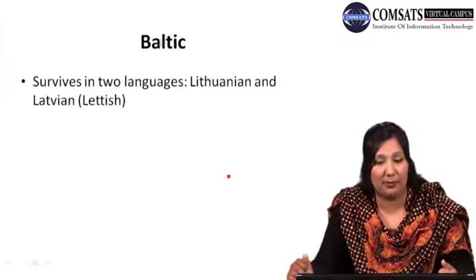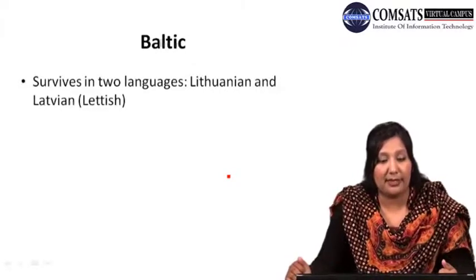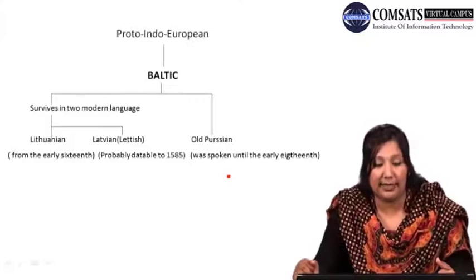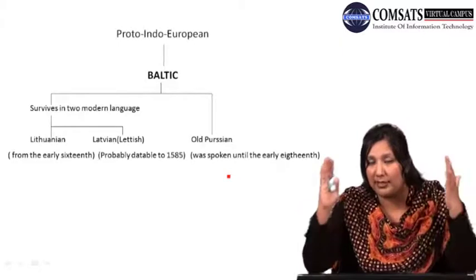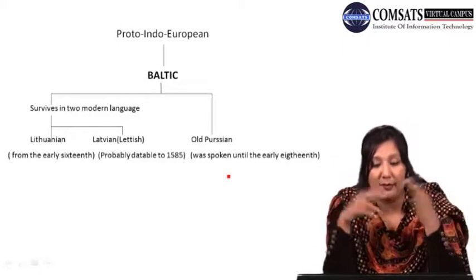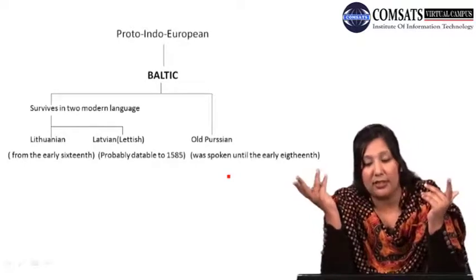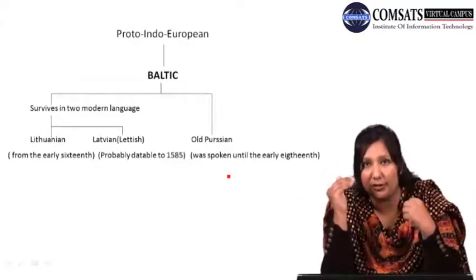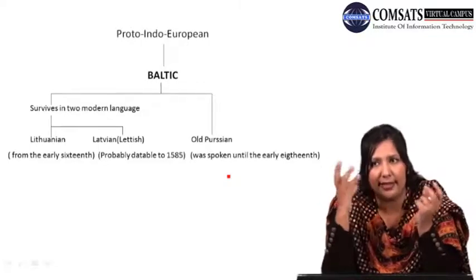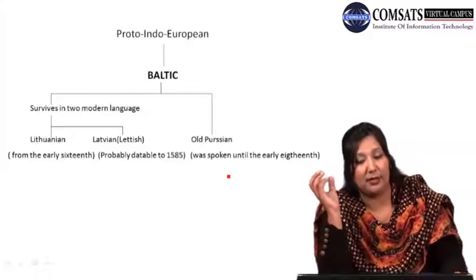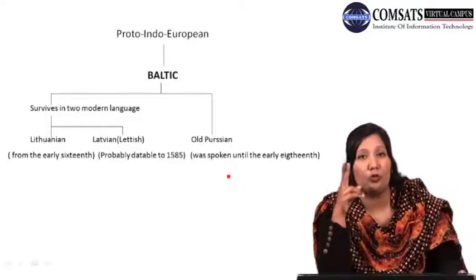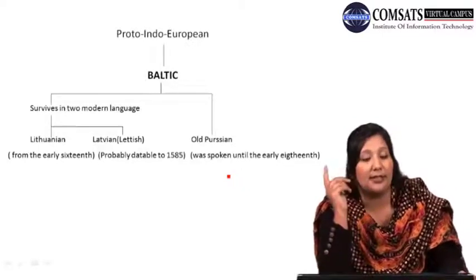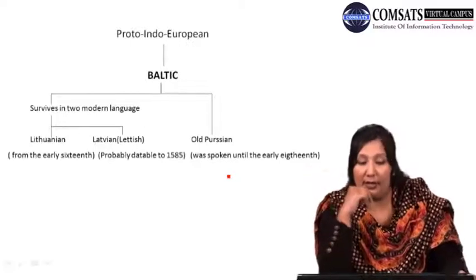Then comes the next branch of language. This is Baltic. Baltic is divided into two main things. On one hand, we have Old Persian, which was spoken only till the early 18th century, and after the early 18th century it started vanishing. And on the other hand, we have Baltic, which survived into two languages. One is Lithuanian and the second is Lettish or Latvian.